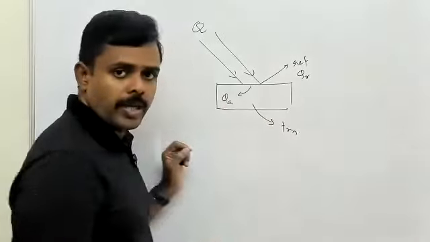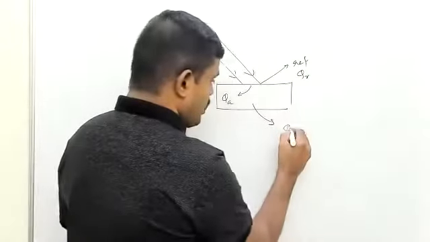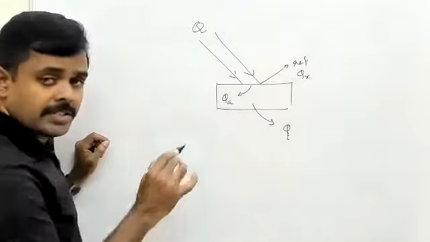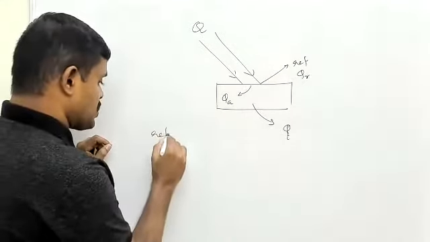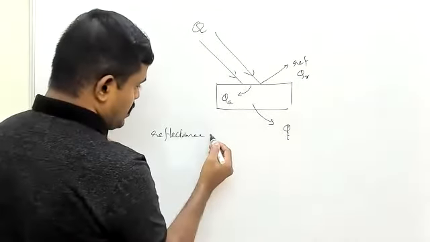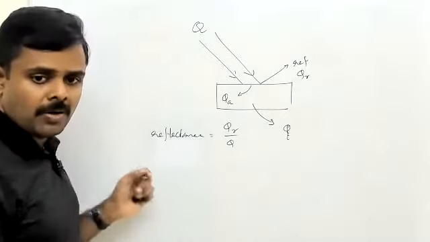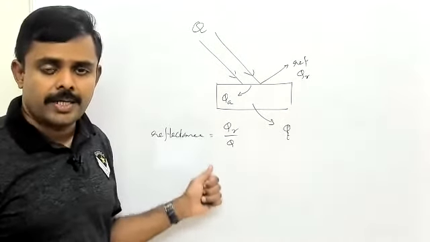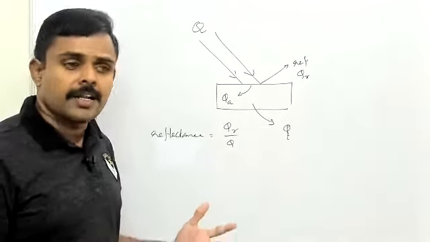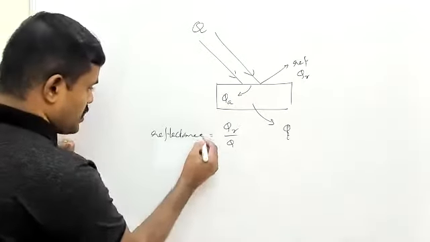So that is called QA. And then there is the transmitted component, that is QT. All right, so I can write three things here. Reflectance is what? Reflectance is QR divided by Q. That means the amount of energy reflected divided by the amount of energy incident on it. So what percentage of incident energy is reflected? That is called reflectance.